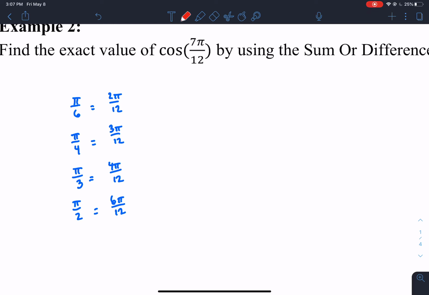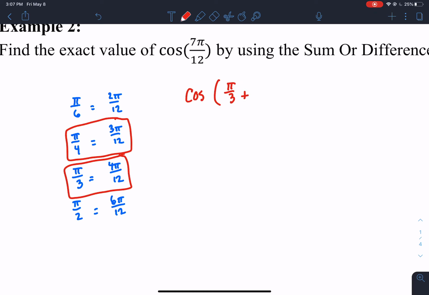So what I could do is use pi over 4, and then I could also use pi over 3, right? So cosine of pi over 3 plus pi over 4 is going to give me cosine of 7 pi over 12, okay? So now since we're adding the two numbers together, I'm going to use the addition formula for cosine, all right?